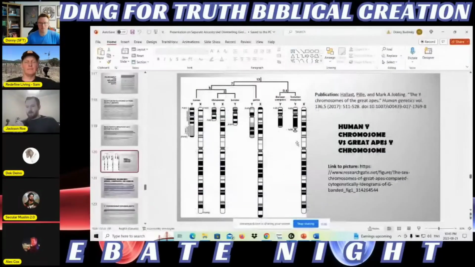All right, you see the human one. That's obviously longest. Gorilla's long too, but they're not the closest. But you see chimpanzee and bonobo. They're very closely related, and you see their Y chromosomes are fairly different right there.